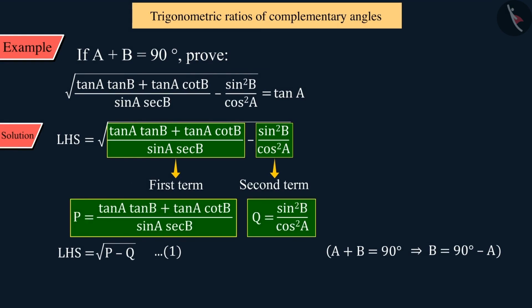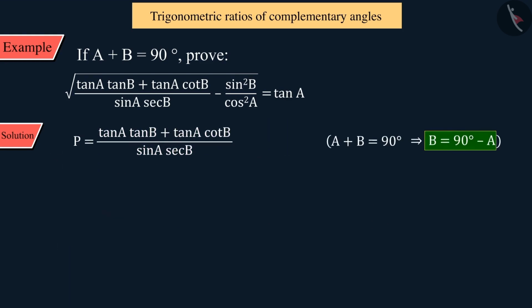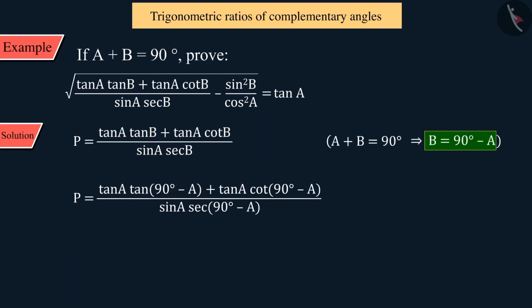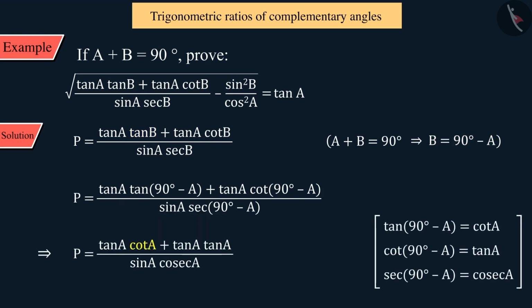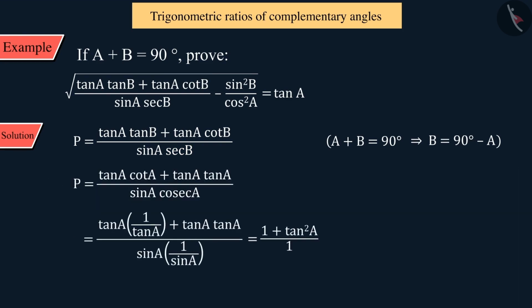Let us first simplify these two terms separately and find their values. Let's talk about the first term P. Here, we will substitute the angle B by 90 degrees minus A. This is how we convert tan B into cot A, cot B into tan A, and sec B into cosec A. Now, let's solve them so that we get the value of the first term as 1 plus tan square A. We will express this as equation 2.